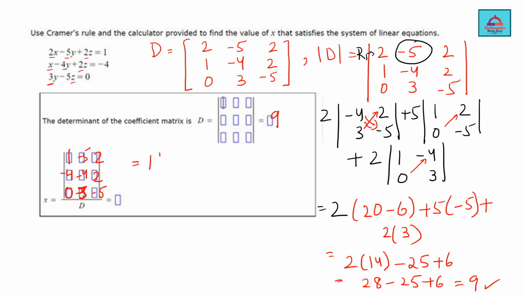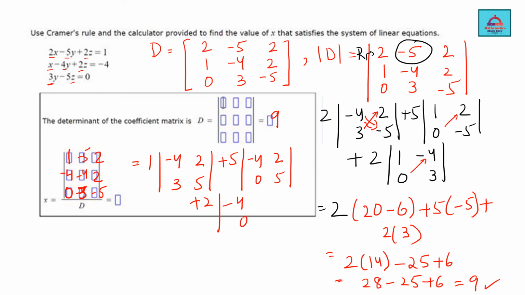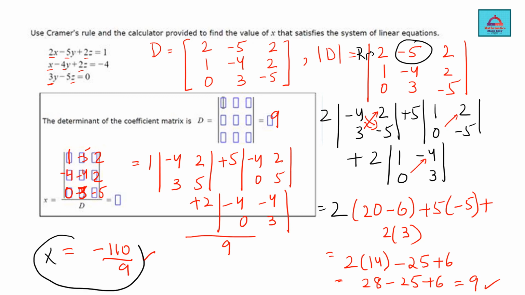So this is equal to 1 times negative 4, 3, 2, negative 5, plus 5 times, remove the row, remove the column, negative 4, 0, 2, negative 5, plus 2 times, remove the row, remove the column, this one. Now you simplify this and divide by 9. This calculation will come out to be negative 110 over 9. So that's your value of x. In this question only x was asked, so we just find x. Similarly, you may find y and z using Cramer's rule.